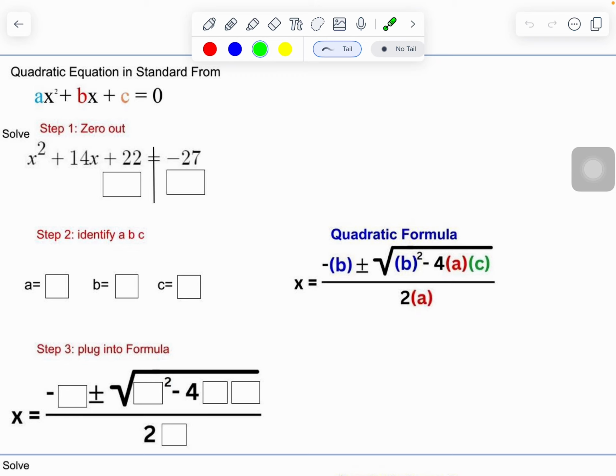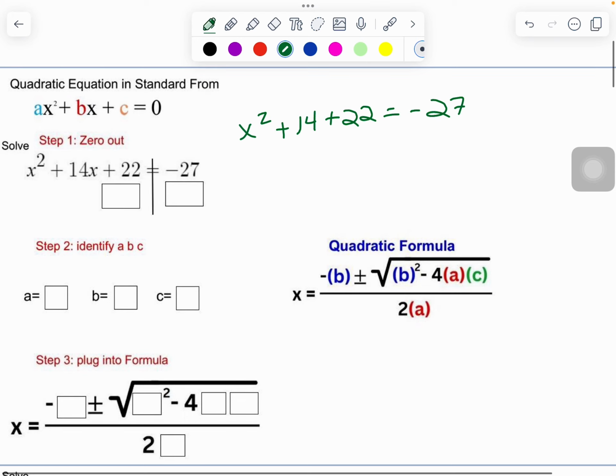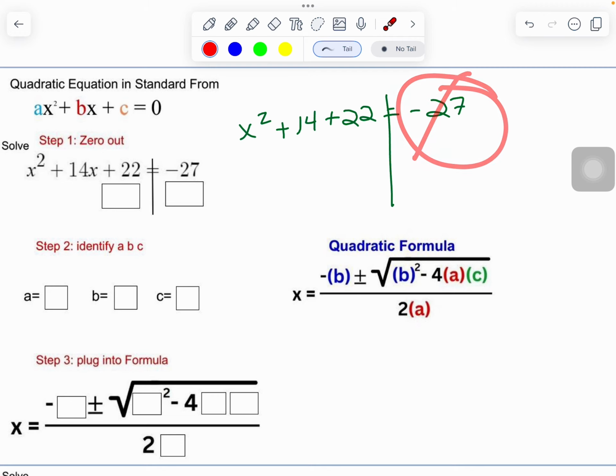So today, in this first part, we're just going to practice plugging into the formula. So it's very similar to doing factoring the snowflake. We want to make sure it equals 0. So if I have this x squared plus 14x plus 22 equals negative 27, I need it to equal 0. And so I want to get rid of this 27 right here. I want to zero it out to make it 0. But in order to do that, I need to add 27.